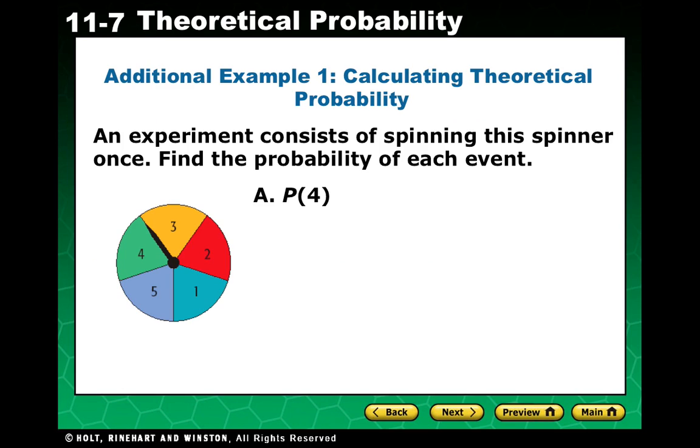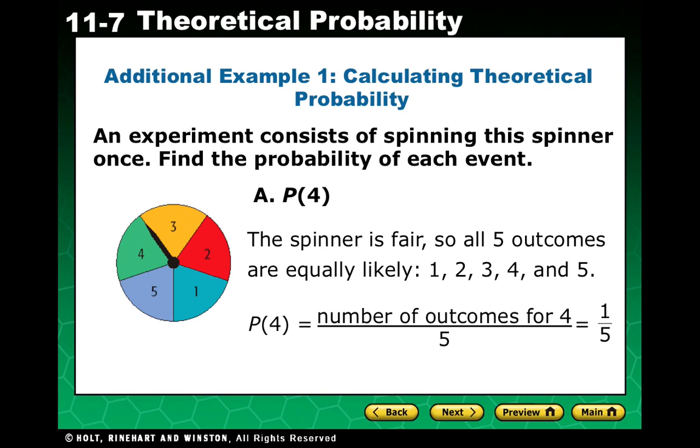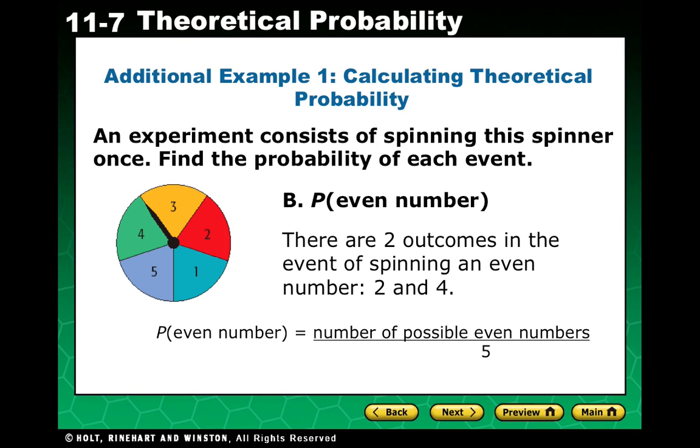So an experiment consists of spinning a spinner once. Find the probability of each event. The probability of spinning a 4: there are 5 equal sections. The number of ways you can get 4 is 1, and there are 5 total outcomes, so 1 divided by 5. An even number: our 2 even numbers are 2 and 4, so 2 possibilities out of 5.